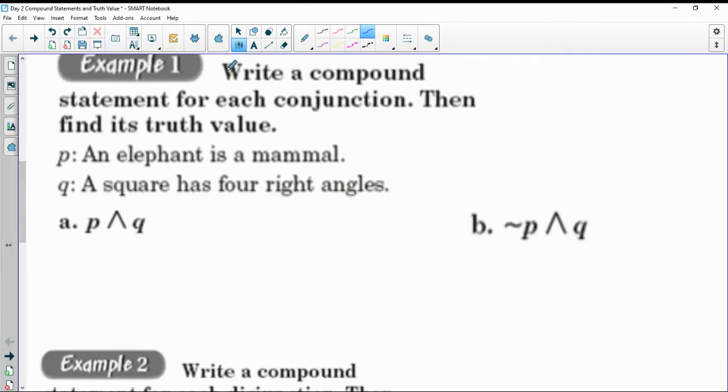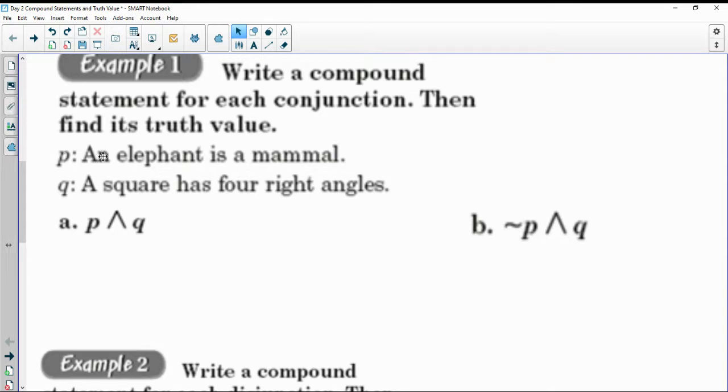So down here, write a compound statement. So we're writing sentences, and then we're finding its truth value. Okay, so in this case, they give you a P and a Q, and then it's all symbolism that they're using. That's why I was showing you the symbols for and, or, and not. So they give you what the letters stand for.